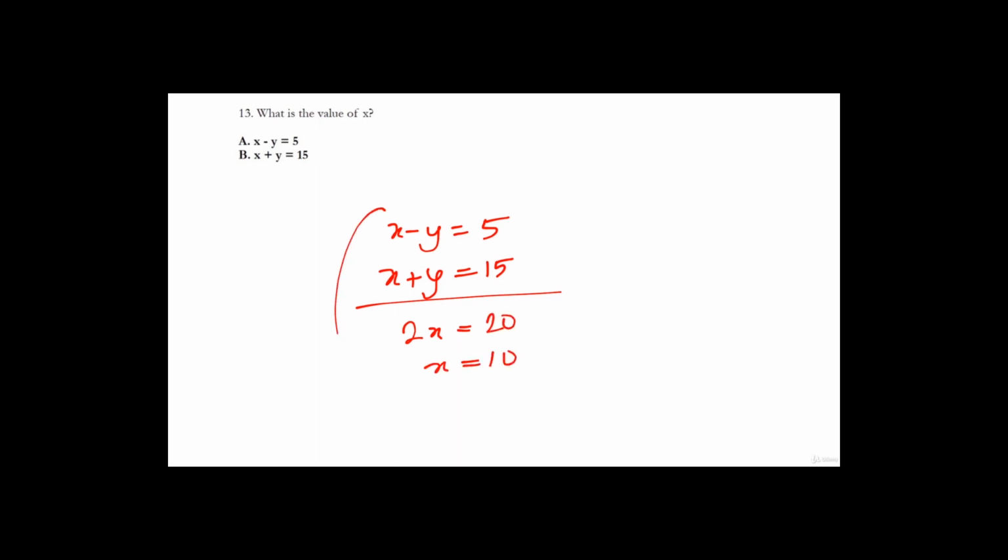For example, this is not required to be done during the exam, I am just solving this to make sure. X minus y is equal to 5 and x plus y is equal to 15. When I add these two equations, what we get is 2x is equal to 20 and x is equal to 10. So this particular calculation is not required, since we know with two equations with two unknown variables, if they are consistent, we will get the answer. Here both statements together are required to get the answer.